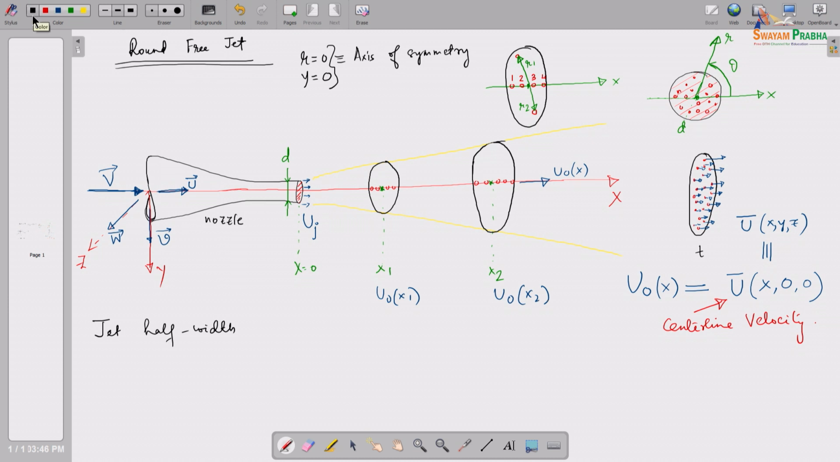Let us just say that I am going to take one of these. Let us say I have something like this, and this is my x. As we have seen so far, if I take these locations where r is equal to 0, here it is basically the center line velocity. Now, what if I take points somewhere here?